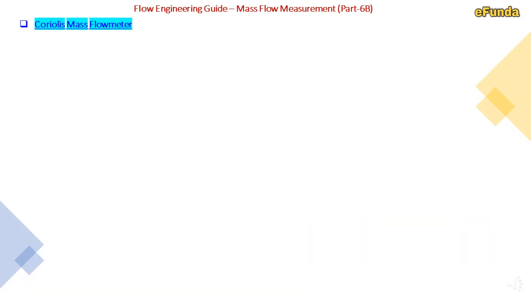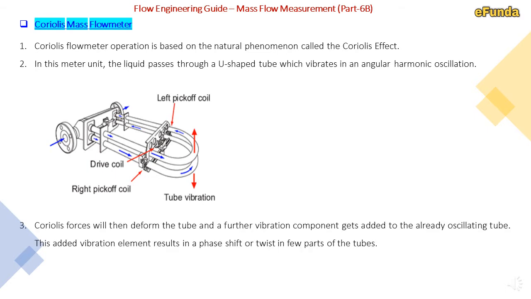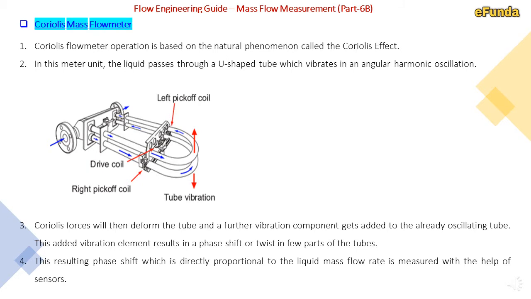Coriolis mass flow meter. Coriolis flow meter operation is based on the natural phenomenon called the Coriolis effect. In this meter unit, one can see in the figure that liquid passes through a U-shaped tube which vibrates in angular harmonic oscillations. The Coriolis forces will then deform the tube and further vibration components get added to the already oscillating tubes. This added vibration element results in a phase shift or a twist in a few parts of the tube. This resulting phase shift, which is directly proportional to the liquid mass flow rate, is measured with the help of a sensor.